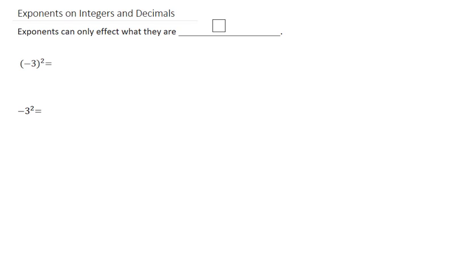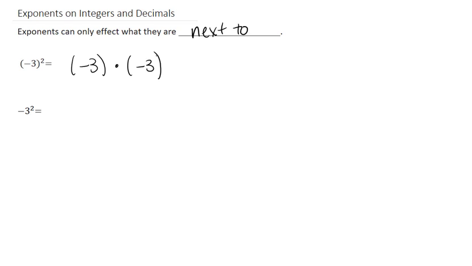Exponents on integers and decimals. Exponents can only affect what they are next to. So we see that we have this parentheses, this -3, and then raised to the second power. So when we say what they're next to, this parentheses is including the negative sign in this exponent to be multiplied. So we would have this -3 times -3.